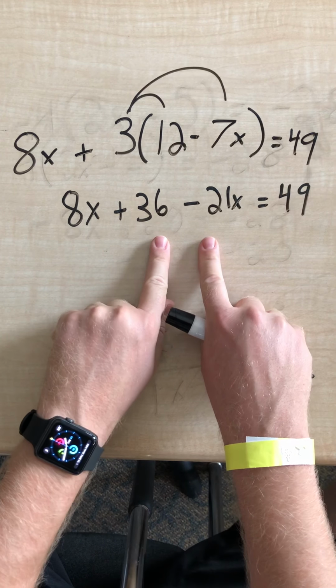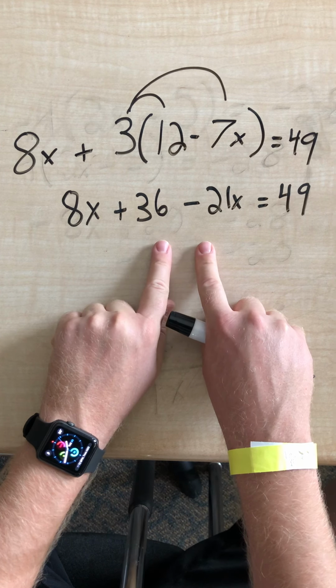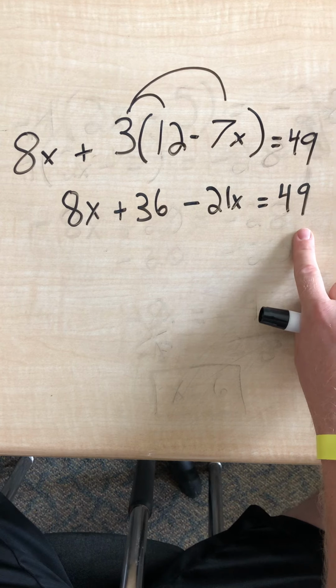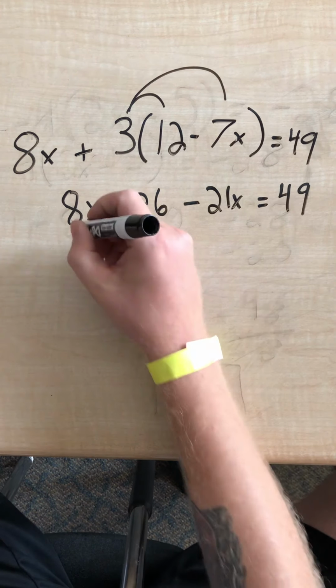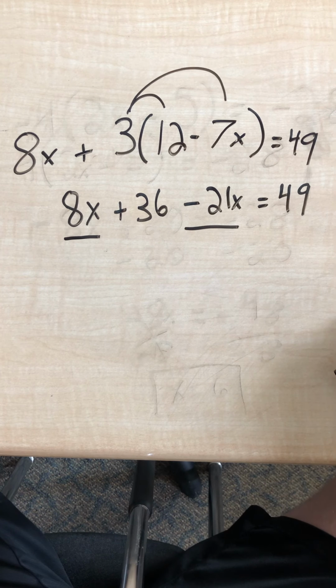I basically just simplified it right there. You can see why we had a lot of emphasis on the distributive property. Step number 2, combine like terms. There's definitely no like terms over here because it's just 49. But look, on the left side, we've got a pair of like terms that we can combine.